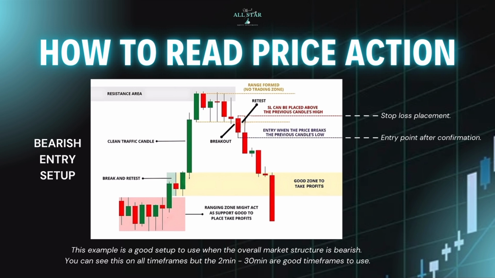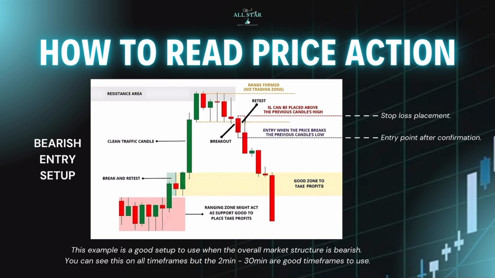And this signals that the bearish momentum is continuing because sellers have now stepped in to push the price down. From there, we see the take profit zone. And this is known as a clean traffic candle area because the large bearish candle is formed, and it suggests that the price has room to move downward without much resistance.